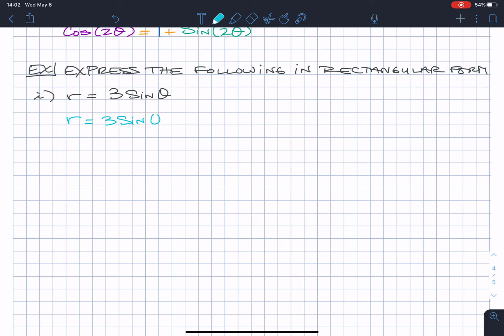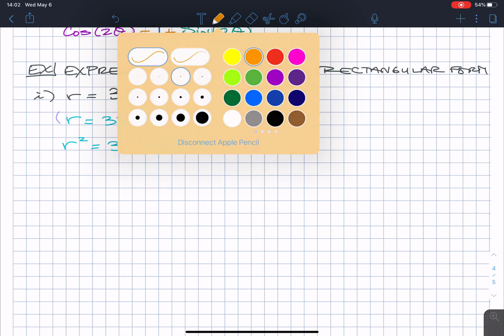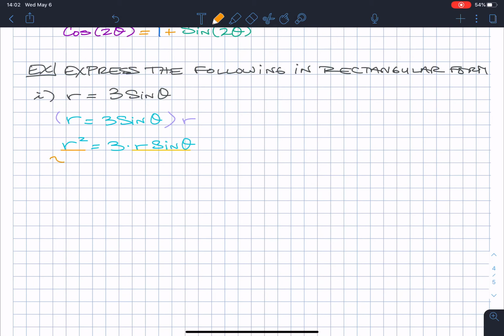I know that y is r sine theta. So let's try and multiply through this equation by r, so that on the left-hand side I'll have r squared, and I'll have 3 times r sine theta on the right. So now I can replace r sine theta with y. So I get that r squared, well, what is r squared? I know r squared is x squared plus y squared, so I could write this as x squared plus y squared is equal to 3 times y. And there we are.